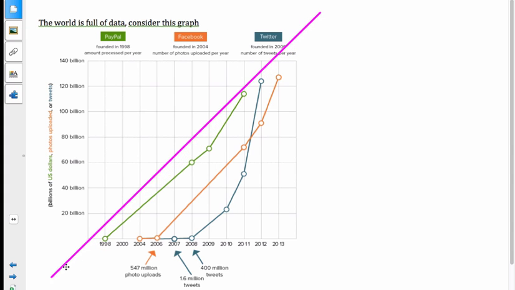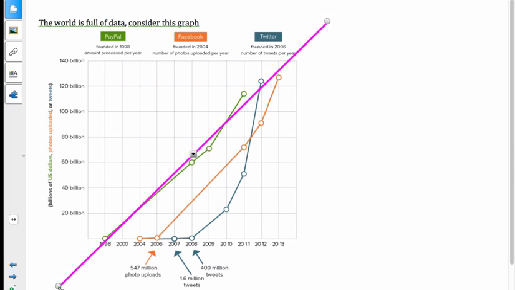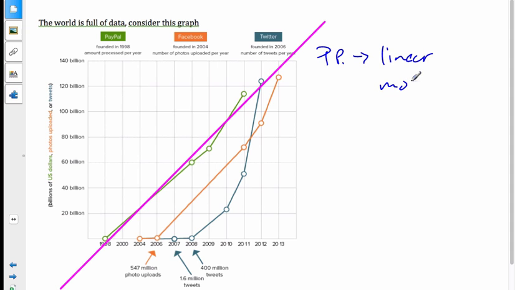Okay, so here's my line. Does it look like, Mr. Walker, that the first one would fit a line reasonably well, for the PayPal, the green one? Well, not every point is on the line, but yeah, I think there's a nice average linear look to that. Right, so for PayPal, I would say yes, a linear model is reasonable.